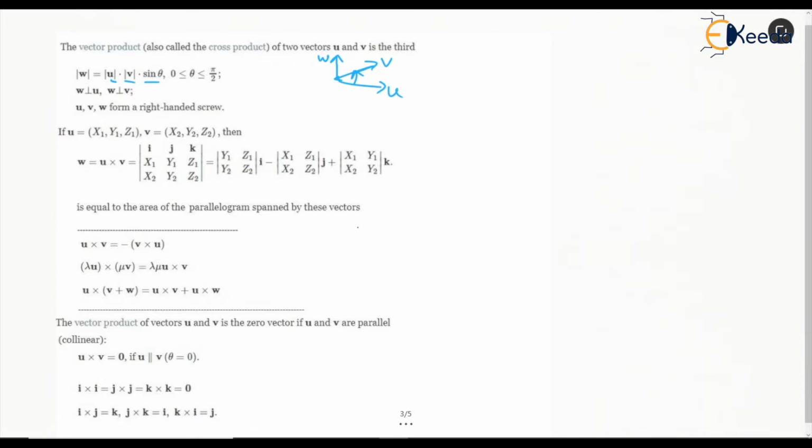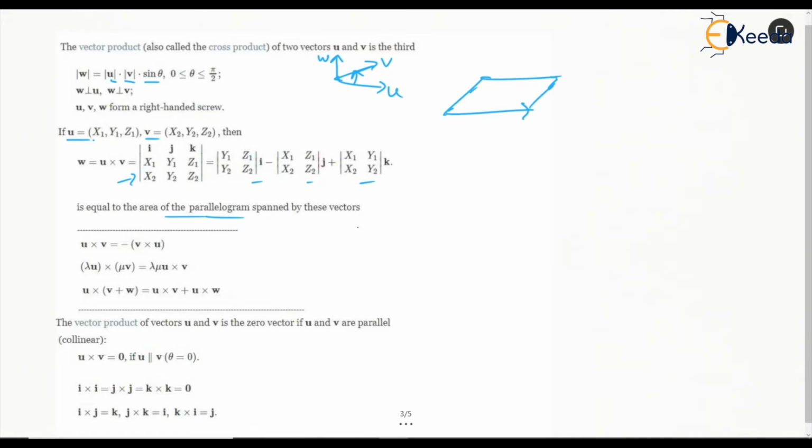Other than that, if u and v are given in components, then we can find this in this form. i j k and the components of u and v, these three rows, which is also equal to the area of the parallelogram formed by these two vectors. That is, let's say these are the vectors.